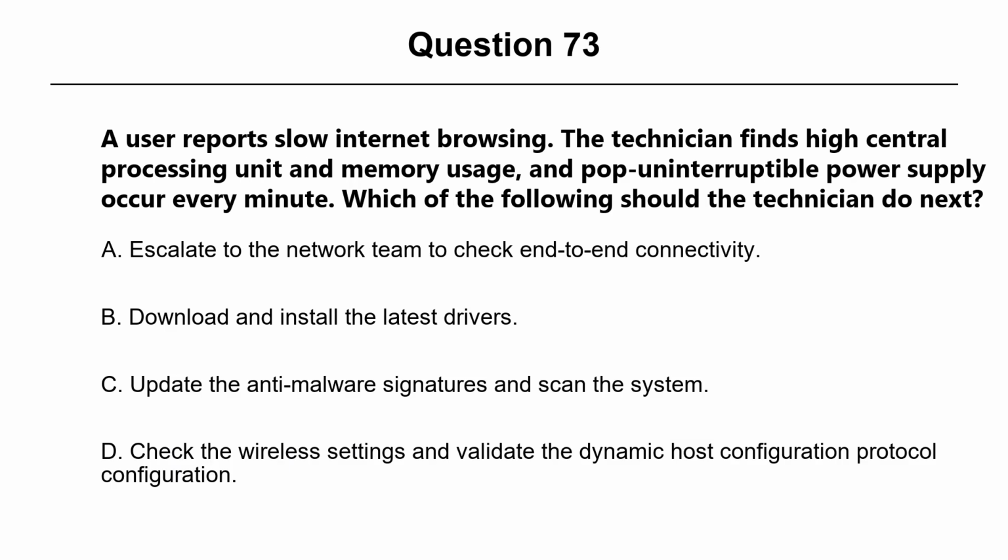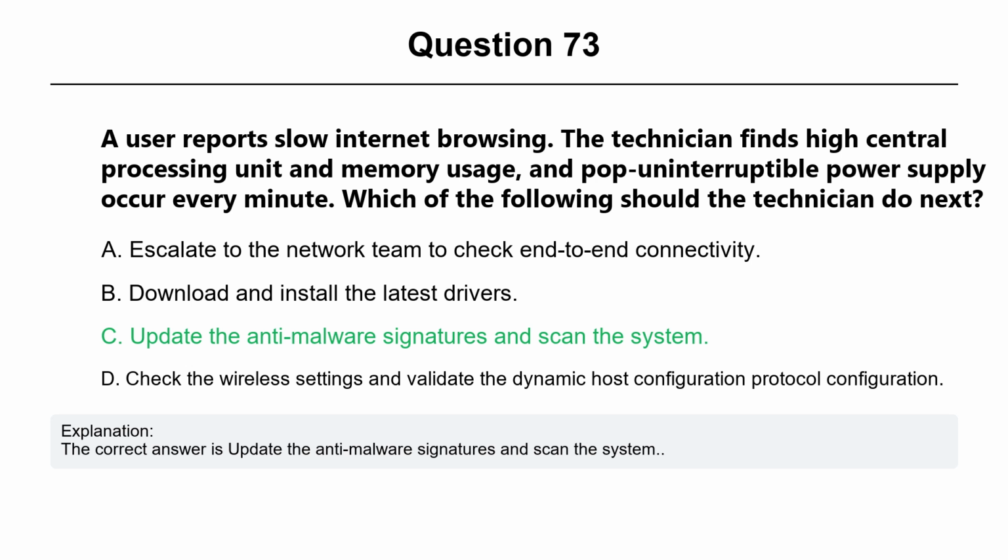Question 73. A user reports slow internet browsing. The technician finds high central processing unit and memory usage, and pop-ups occur every minute. Which of the following should the technician do next? Option A, escalate to the network team to check end-to-end connectivity. Option B, download and install the latest drivers. Option C, update the anti-malware signatures and scan the system. Option D, check the wireless settings and validate the dynamic host configuration protocol configuration. The correct answer is option C, update the anti-malware signatures and scan the system.